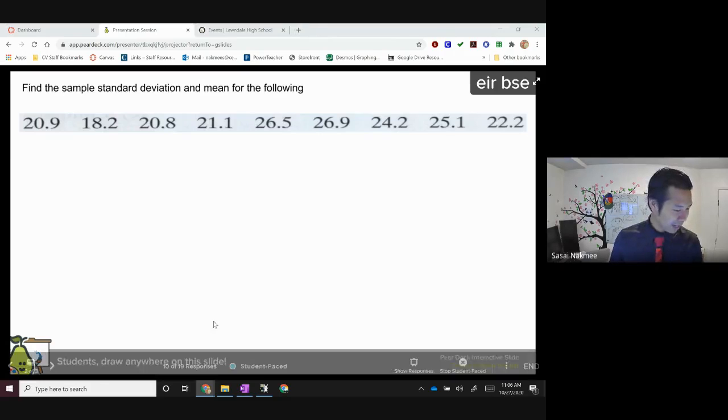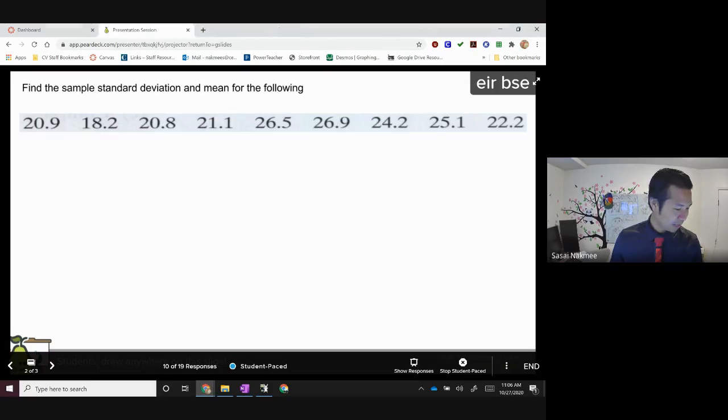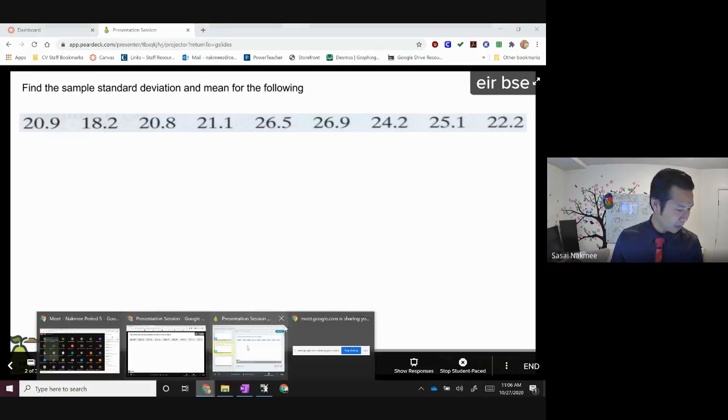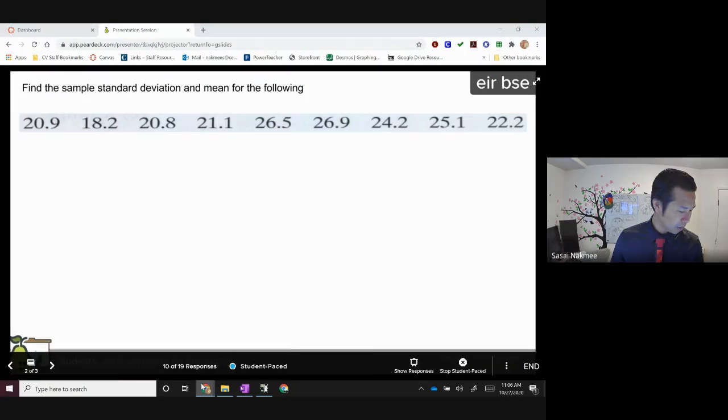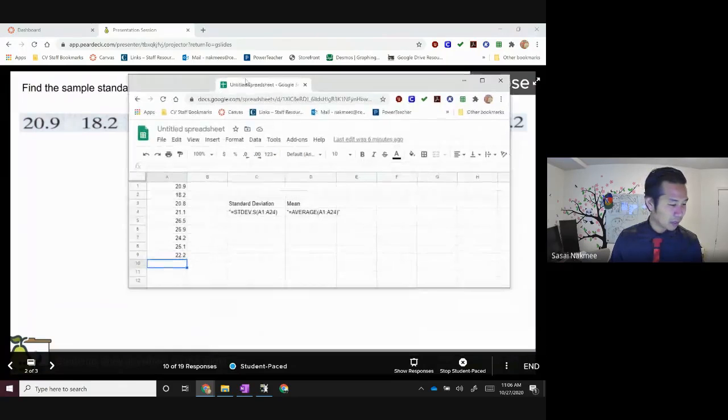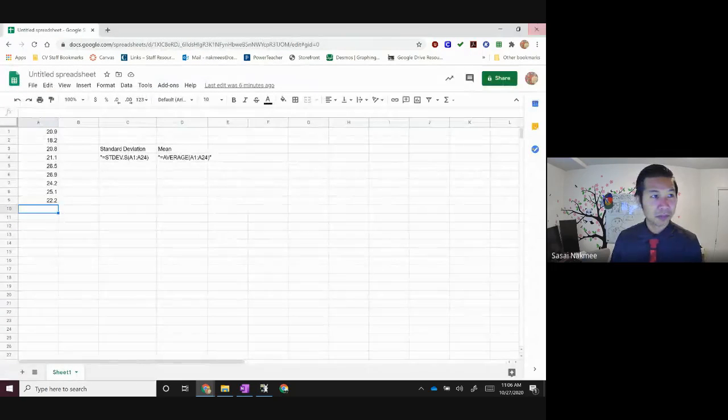Anyways, I digress. Let's go ahead and take a look at this problem right here. Where is my, did I lose my Google Sheets? Oh no, it's over here. It's on my other screen. So I typed in the numbers already, right? I typed in the numbers.